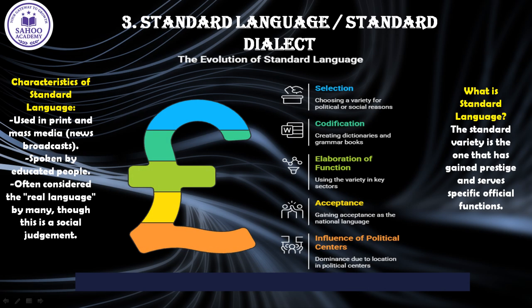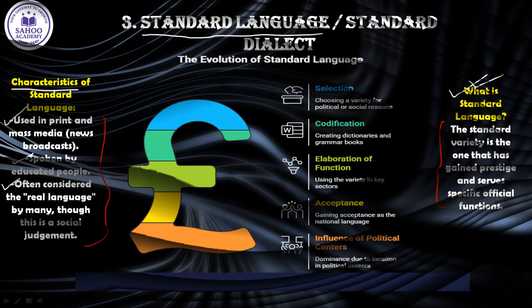Let's talk about a version of language that holds a lot of power. We see it in textbooks, hear it on the news, and it is the version we are often expected to teach. This is what we call the standard language. So, what is it? Let's know. Look at the slide first. I have given everything in a very systematic way. In simple terms, the standard variety is the one that has gained prestige and serves specific official functions. You can recognize it by three main characteristics.